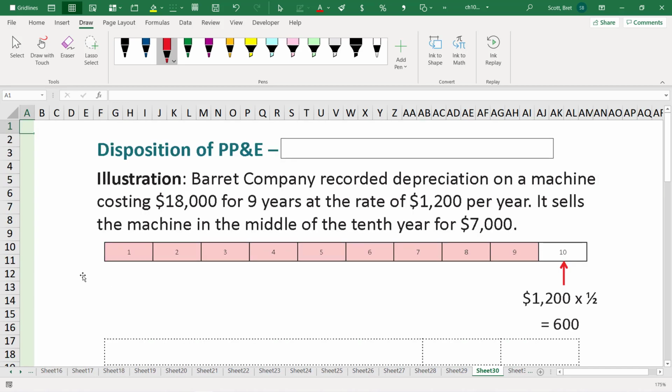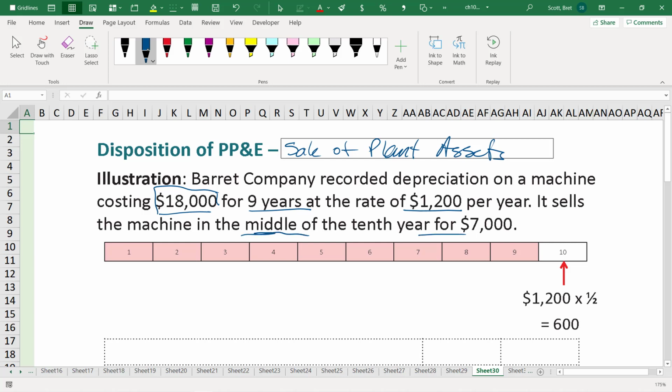So disposition of PP&E, this is a sale. We're going to look at the sale of plant assets. Barrett Company recorded depreciation on a machine originally costing $18,000, which was depreciated for 9 years at a rate of $1,200 per year. It sells the machine in the middle of the 10th year.